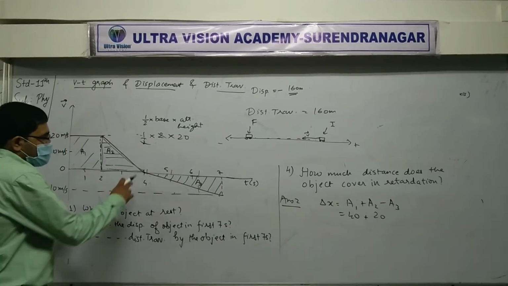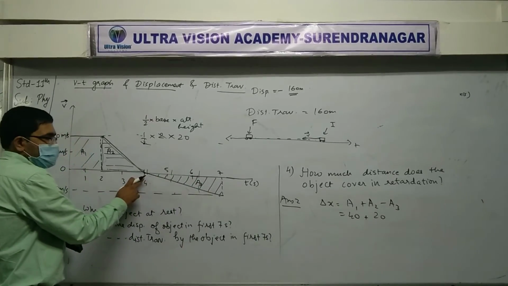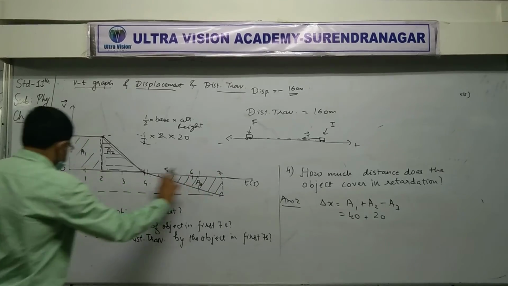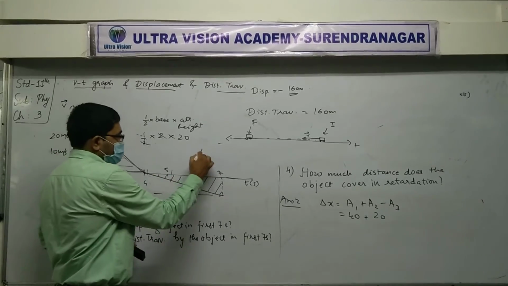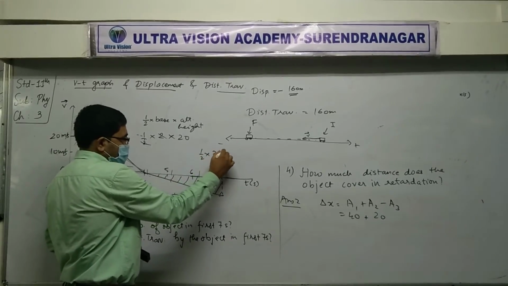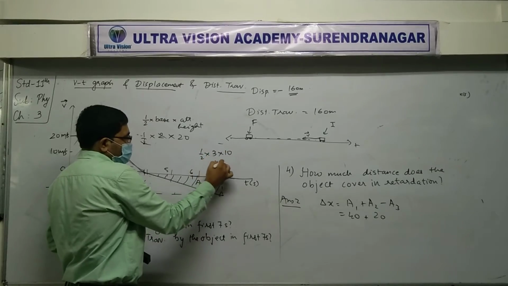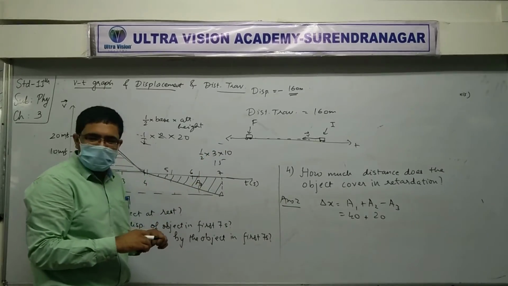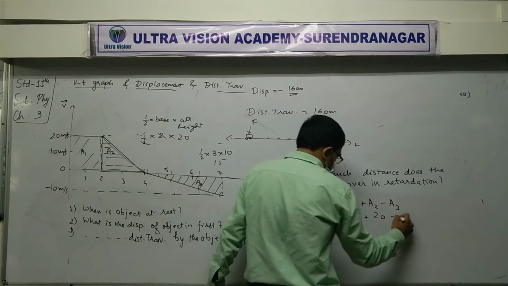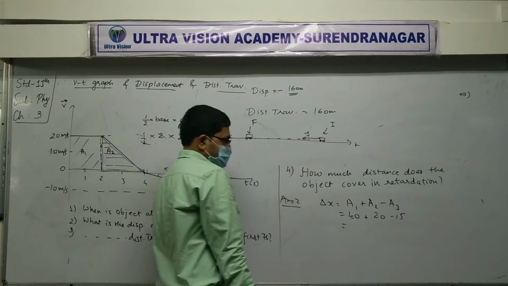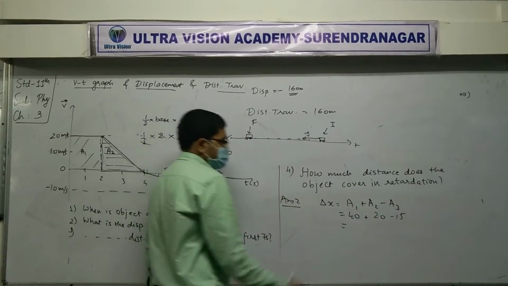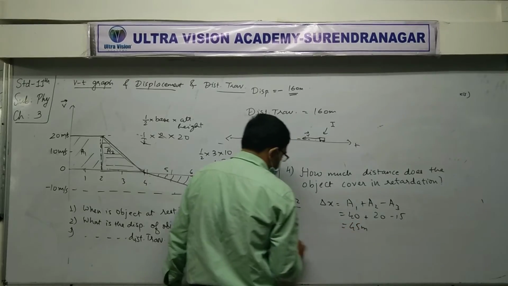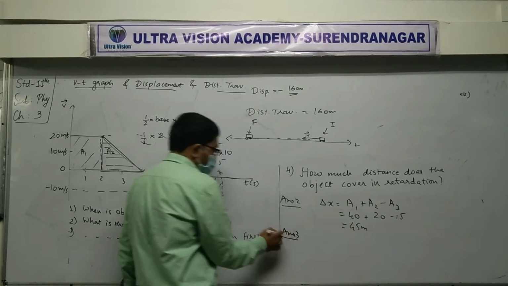Half base. Base is 3, and height is 10. So half into base 3 and height 10. So that's going to be 15. Yes, correct. 15 meters. Clear? Yes. So minus 15. So how much is the displacement? 45 meters. Okay, very quickly find out the third one.